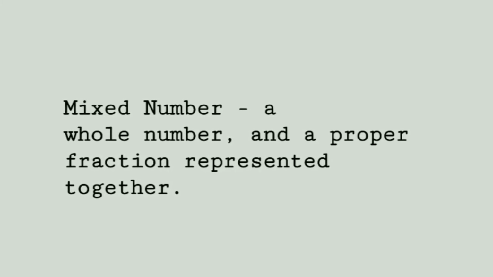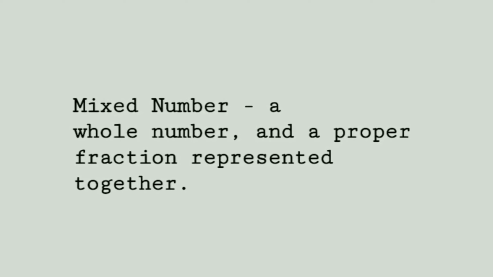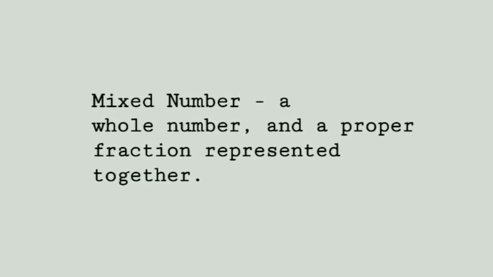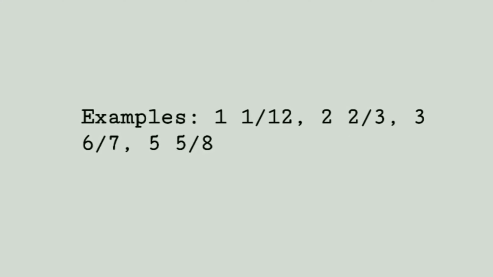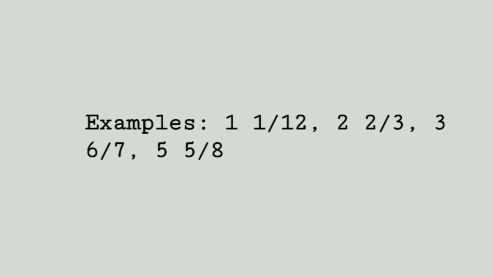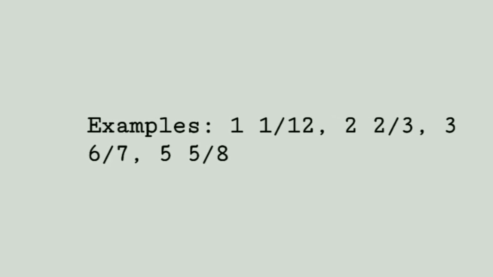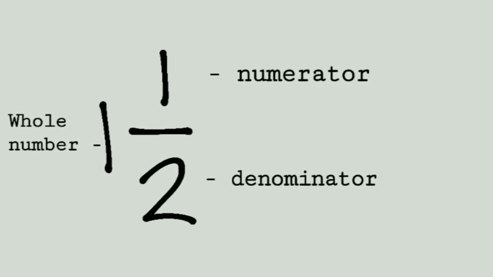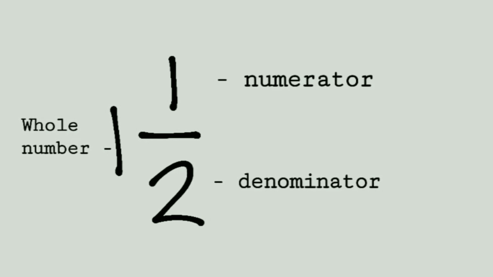A mixed number is a whole number and a proper fraction represented together. It is one of the three types of fraction. 1 and 1/12, 2 and 2/3, 3 and 6/7, and 5 and 5/8 are examples of mixed fractions. The three parts of a mixed fraction are the numerator, the denominator, and the whole number. Now that you understand what a fraction and a mixed fraction are, let us try to solve this.